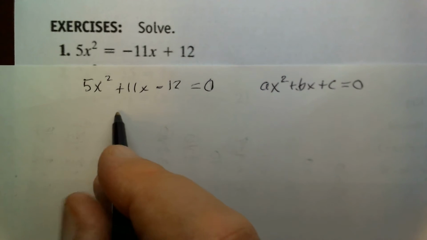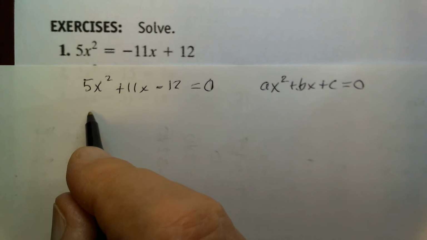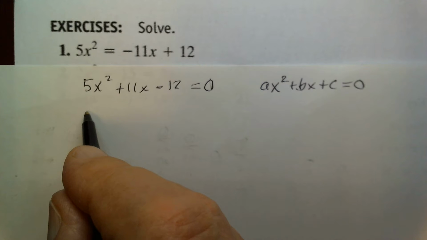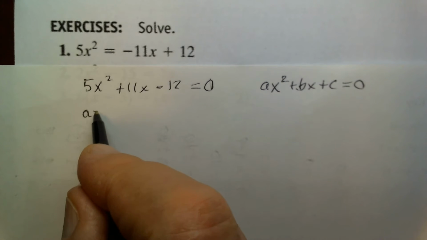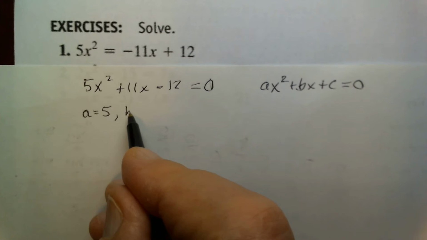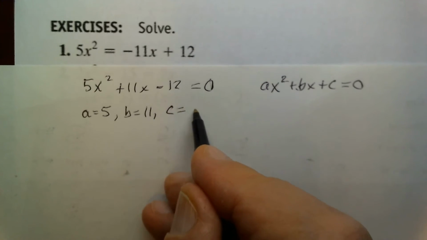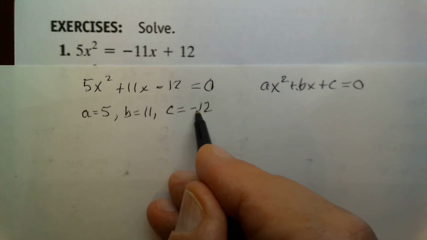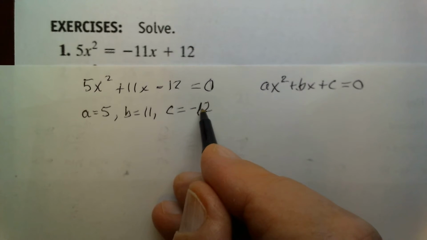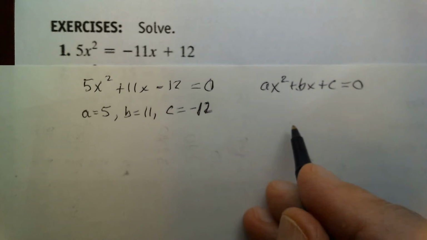Then what you want to do is specifically identify what a, b, and c is. And I always recommend to do it in writing. So in this case, a equals 5, the coefficient of x squared, b equals 11, and c equals minus 12. Okay? It's really important to get the minus signs right, otherwise the solution will be incorrect.